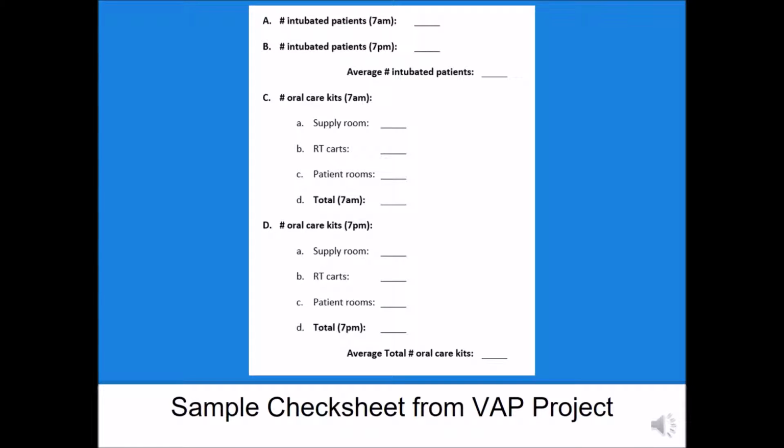This is the check sheet that was used in that part of the ventilator-associated pneumonia project. And as you can see, it's very simple. It just contains the things that you want to tally, spaces for you to record those numbers, and some very basic instructions for where to look, for instance, for the different oral care kits that are going to be counted. The thing to take away from this is that check sheets are not complicated and they don't have to be long and confusing. In fact, you should make them as short and as simple as you possibly can.